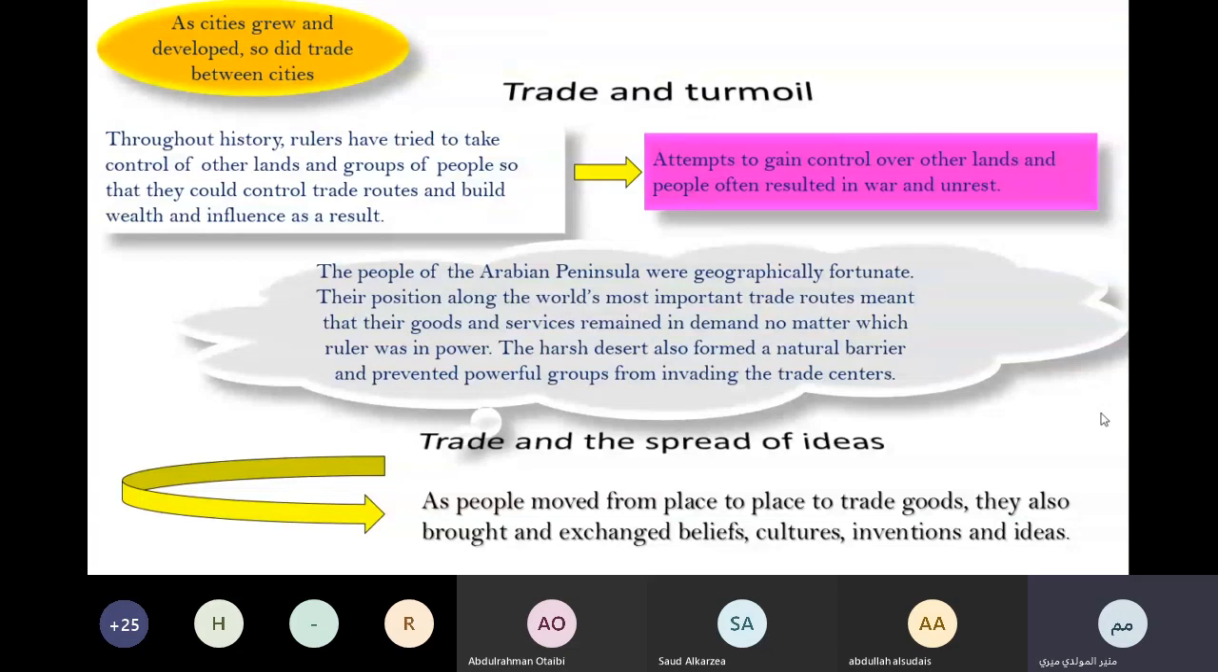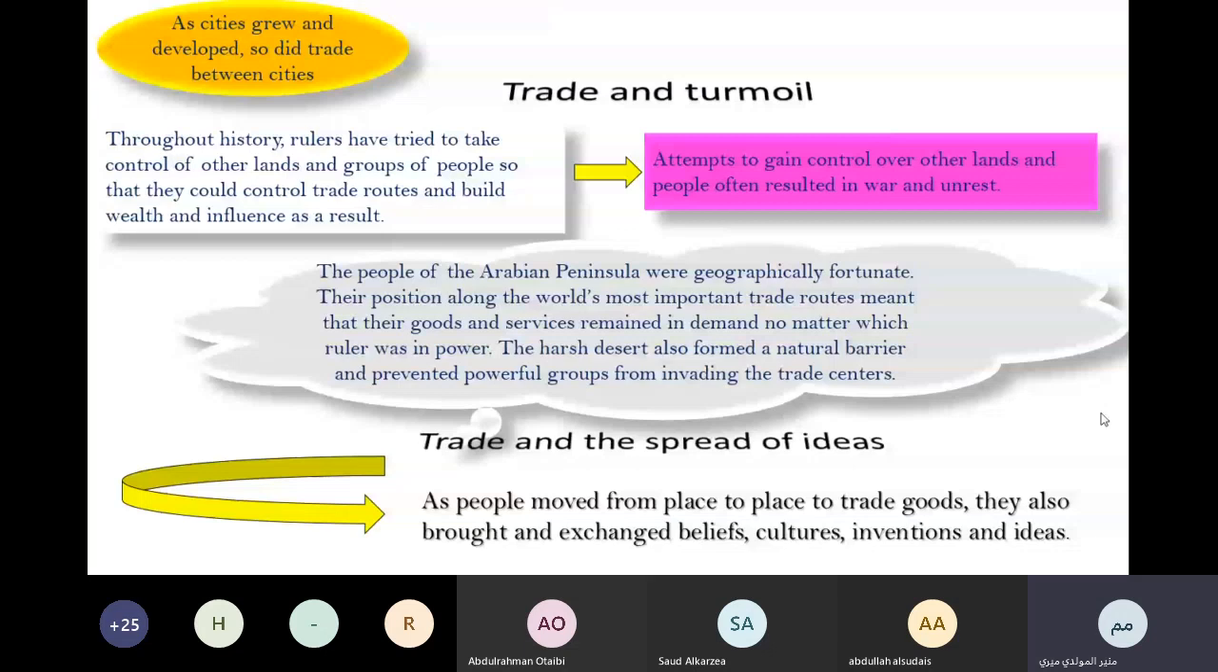So the leaders try to have control over the people and over the trade routes because of what? Because of the benefit of their countries. They want to gain wealth, to gain control over everything, to get rich, to improve the economy of their countries. And this often led to wars, because it led to disputes between different cities. However, this was not the case of the Arabian Peninsula. Why did the Arabian Peninsula remain always far from these disputes?